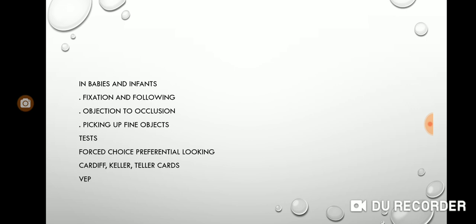This is a very gross assessment of vision. Sometimes asking the big baby to pick up fine objects as well gives a clue about the possible vision.